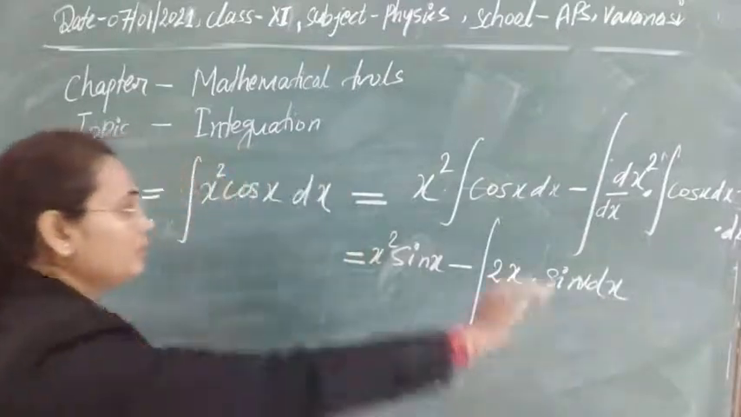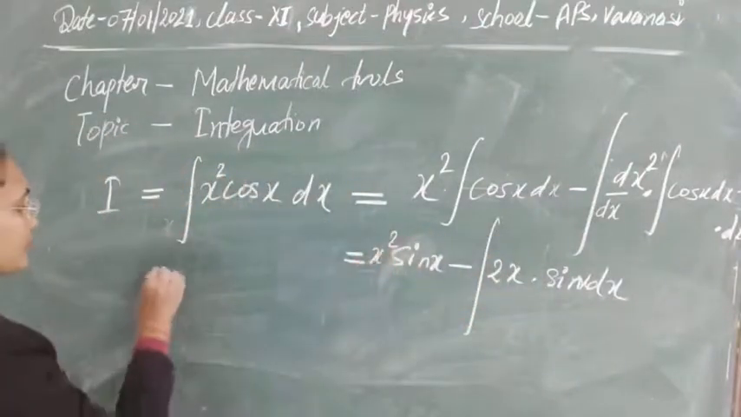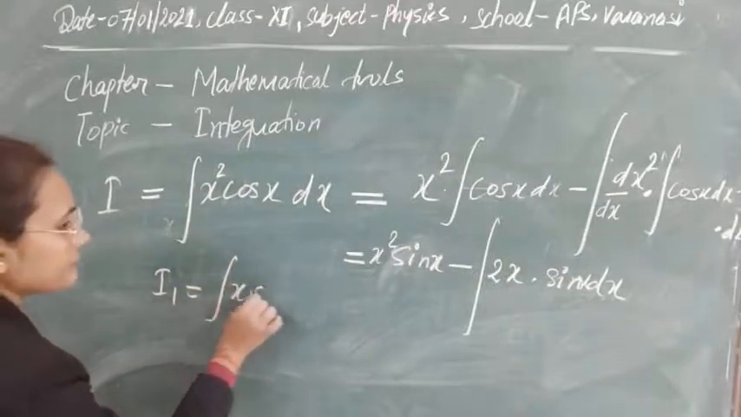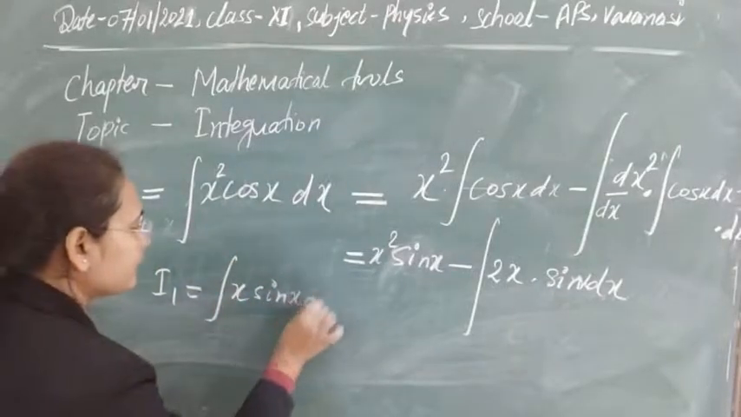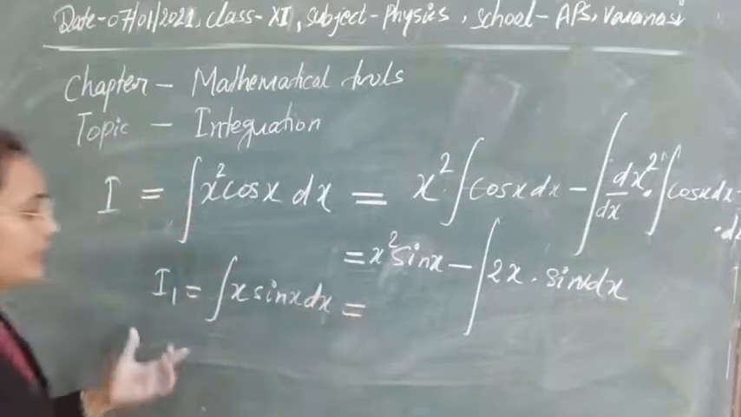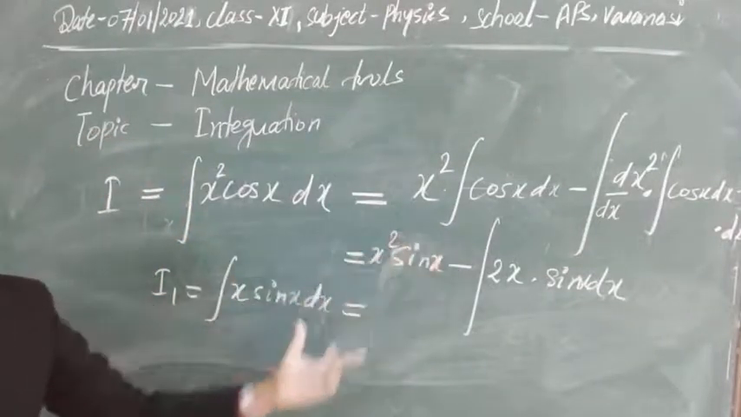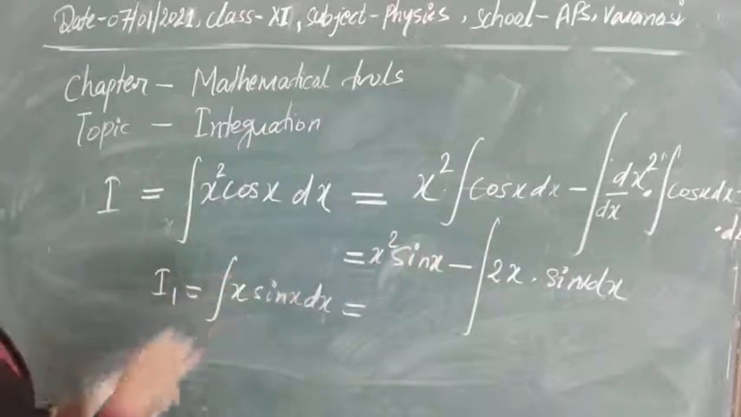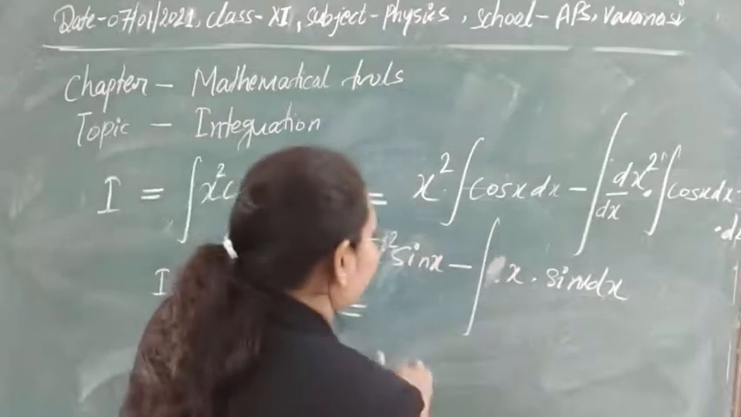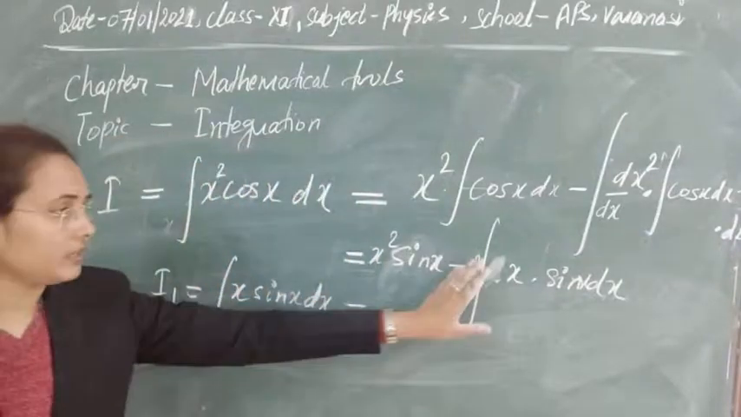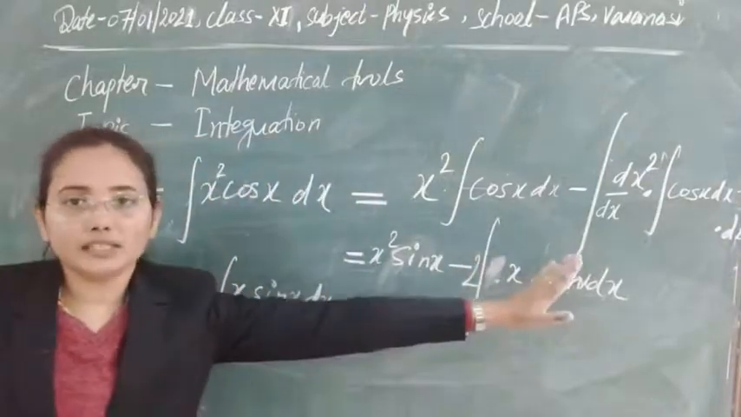So first of all, before solving this whole thing, suppose I1 is equal to the integration of x sin x dx. Now solve it by integration by parts. After that put the value there, and that will provide you the answer here. Here take 2 as outside, you can take it because it is constant. So you have 2 and integrate whole of the things that is given.